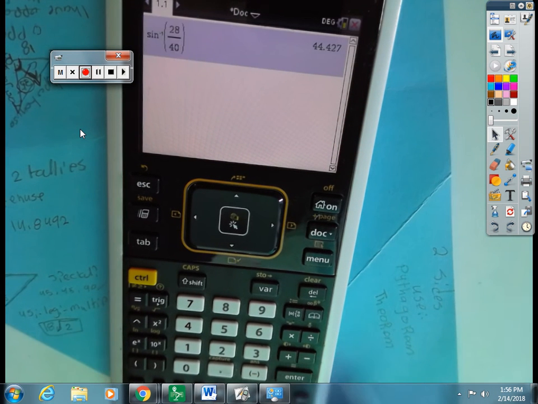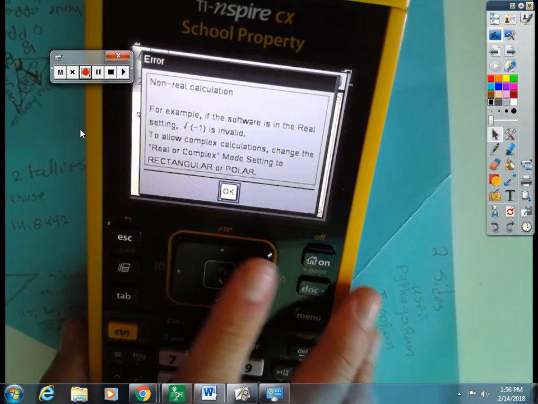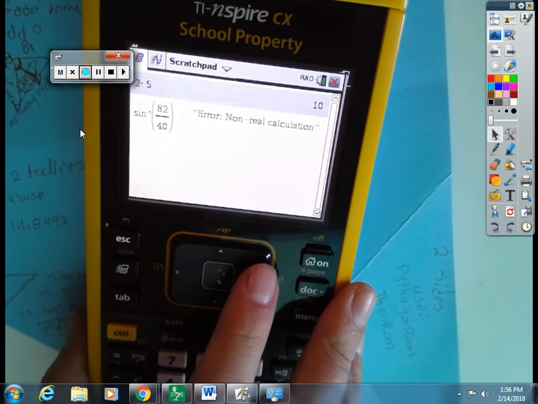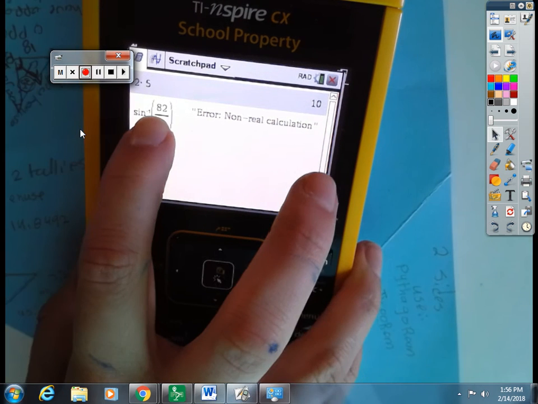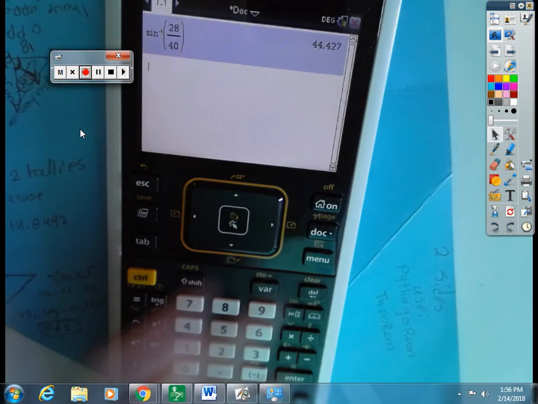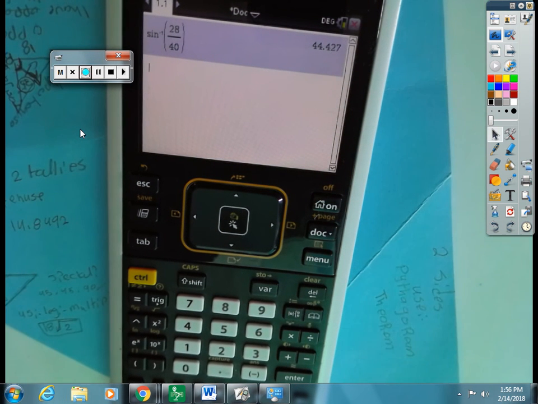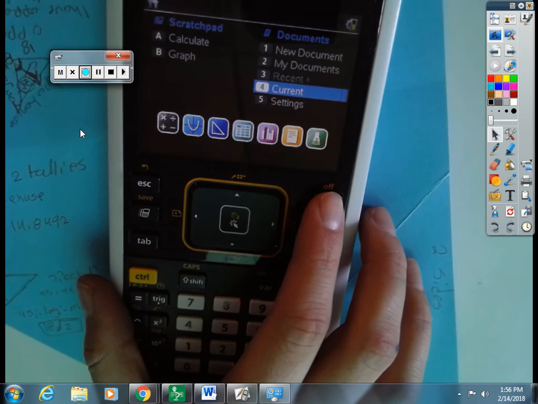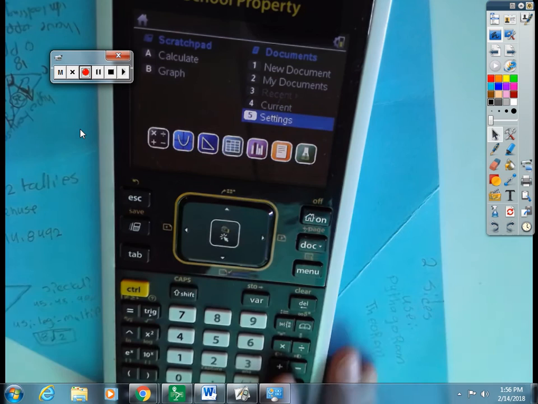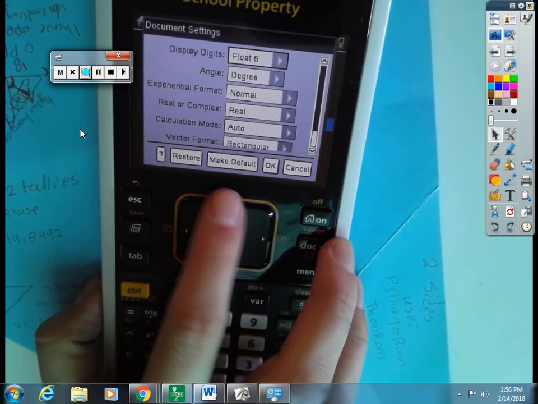If you get something that's really, really small, that means that you might have done it wrong. I just saw this on his calculator: he put 82 over 40. Our answer was actually 28 over 40. If you don't have that, that means your calculator is not in degrees. So again, you have to go to Settings, Document Settings, and then click on Degrees. If you're not getting the answer I got, it's not on degrees.